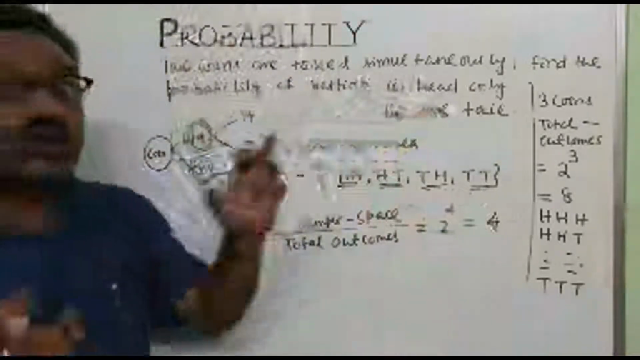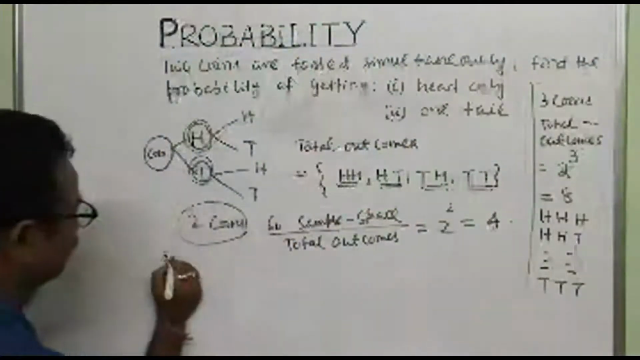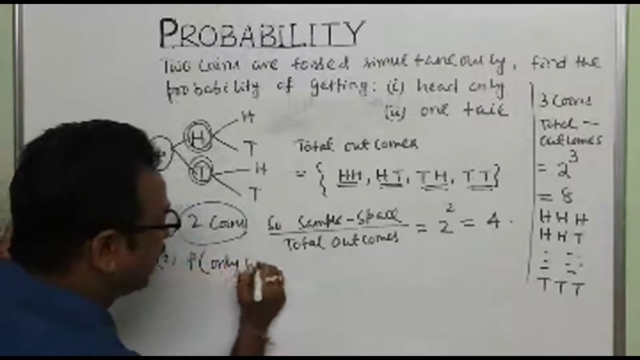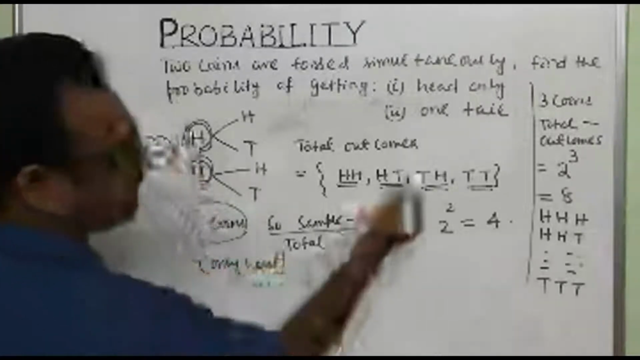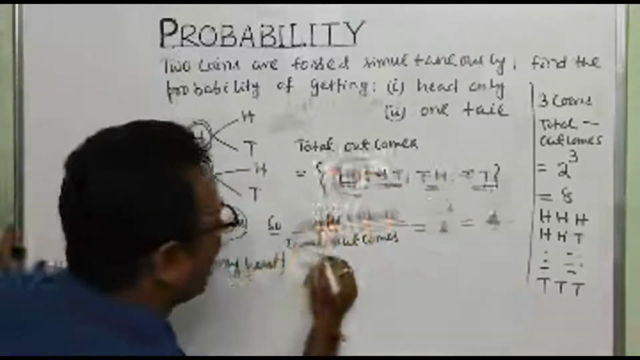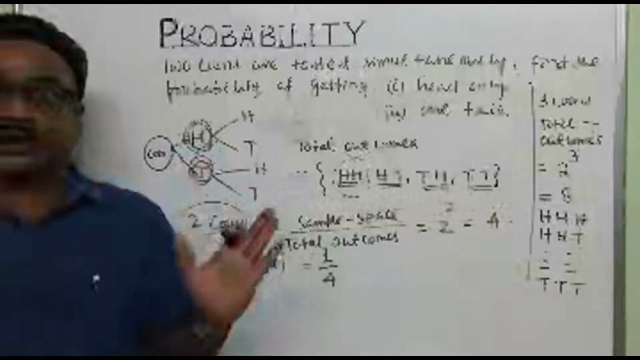Okay. Head only. So we write P of only head is equal to only head, no tail. So this one is 1/4. Okay, 1/4, only head, no tail.